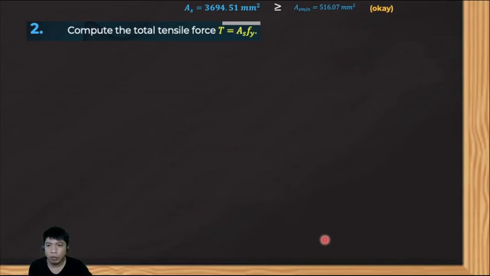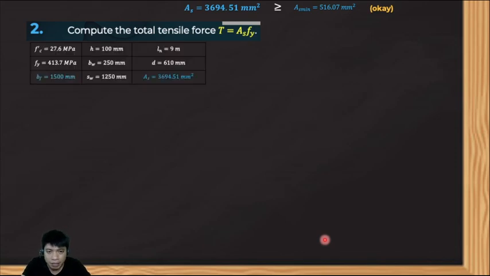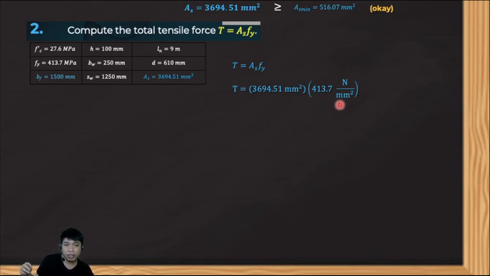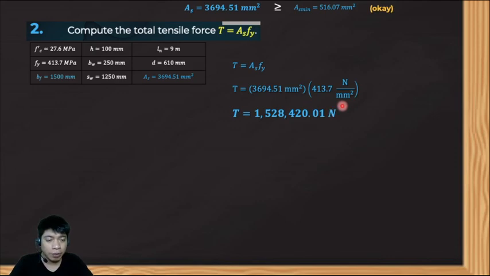That is, i-compute natin yung ating total tensile force, which is A sub S F sub Y. Okay? So, ito na yung ating updated na given na values. Kasi nga, in-update ko lang guys, nilagay ko dito yung A sub S na nakaka-compute pa lang natin. Okay, so of course, T natin is A sub S F sub Y. Nalaman na natin yung A sub S, nandito pa nga siya sa taas, okay? And then of course, F sub Y is also given. So substitute lamang guys. Take note na F sub Y natin is 413.7 megapascal. Megapascal is equal to Newton per square millimeter. So pinalitan ko lang ng Newton per square millimeter yung ating megapascal. So yung ating tension force of course is 1,528,420.01, that is in newtons kasi makakancel nga si square millimeter.